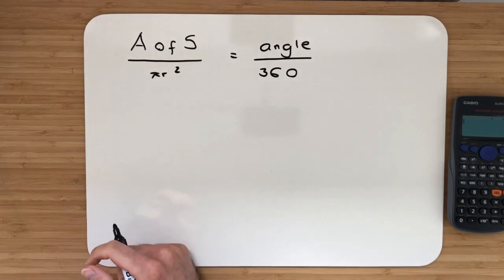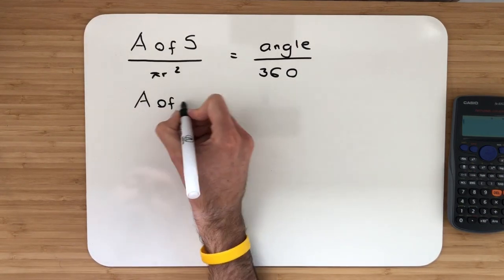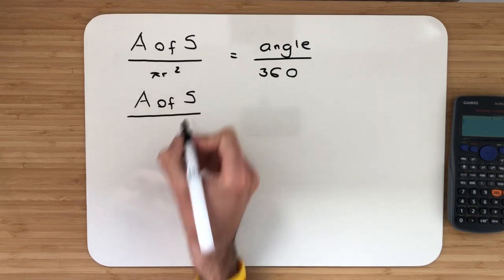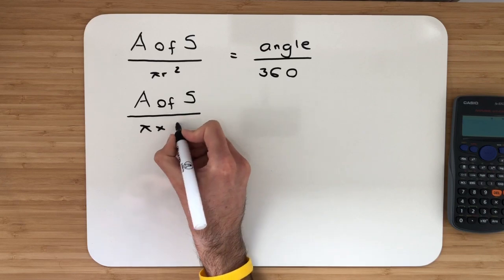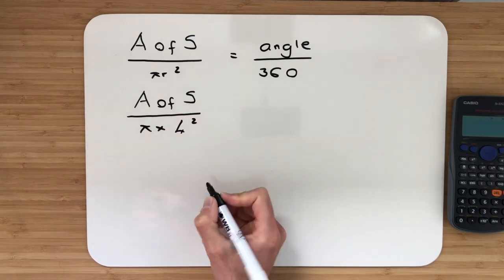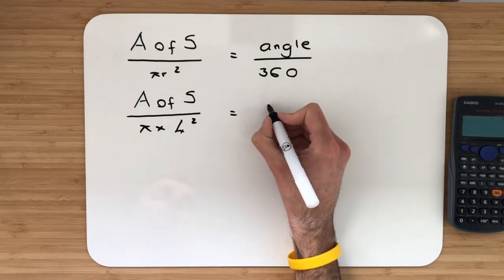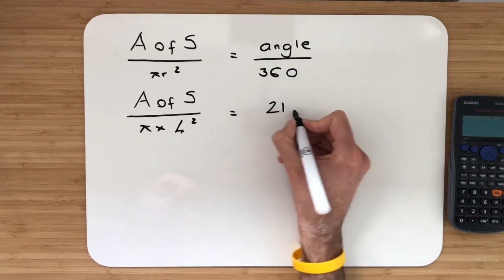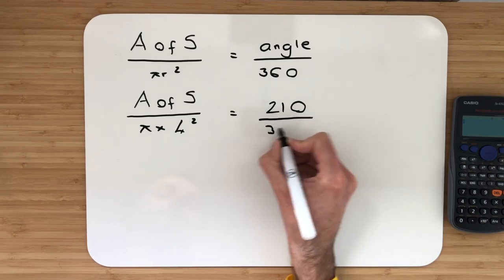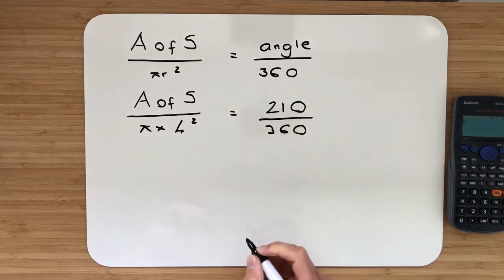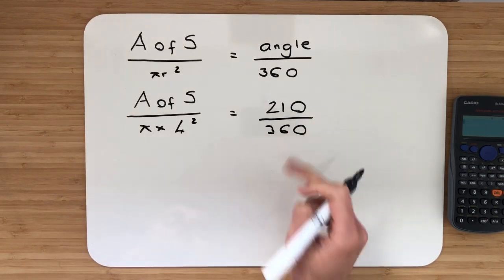If we take our formula here, we'll substitute in. So area of sector divided by, and it will be pi multiplied by 4 squared, because our radius is 4. And that will be equal to the angle at the centre, which is 210, divided by 360. Just remember, this fraction is equal to this fraction here.